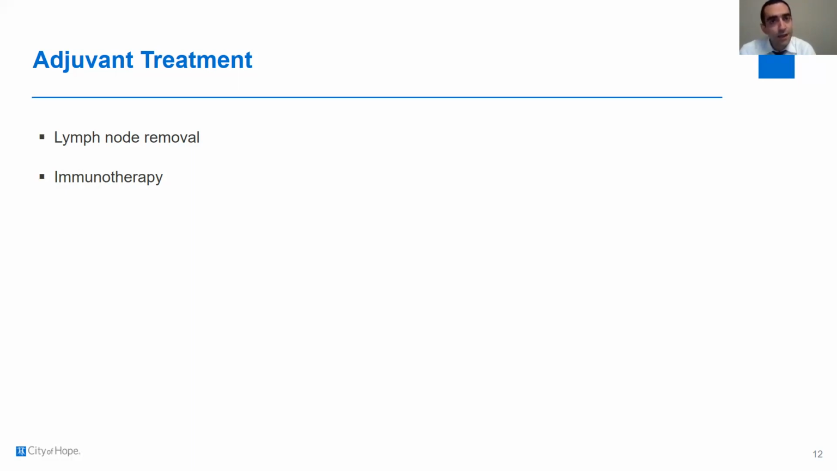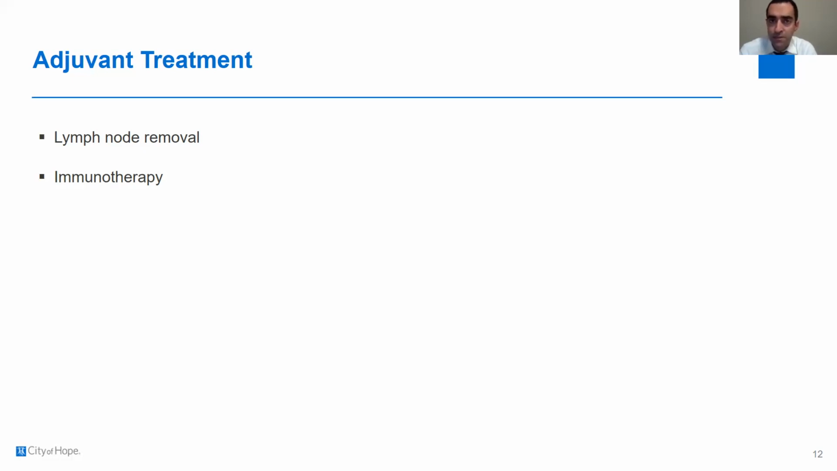If you take it out and you find out that it was trying to spread, then that's where we come in as medical oncologists by offering adjuvant treatment. Adjuvant means, if you want, post-operative treatment. So the revolution that we've had in the last few years for those aggressive skin cancers is immunotherapy.